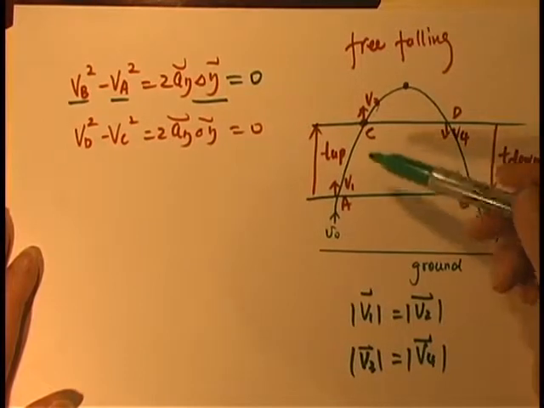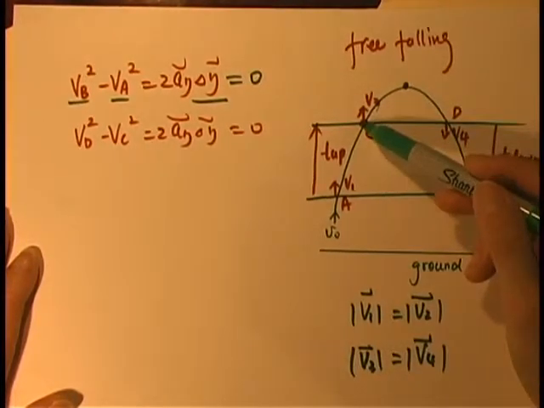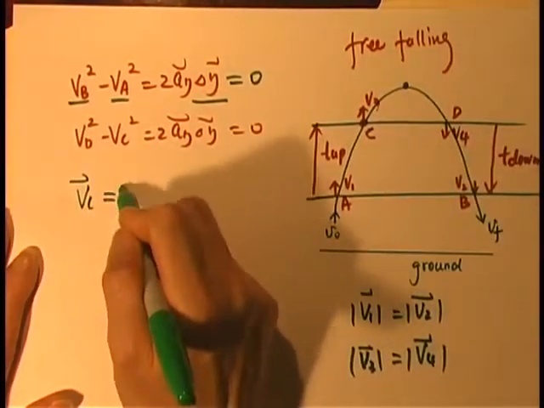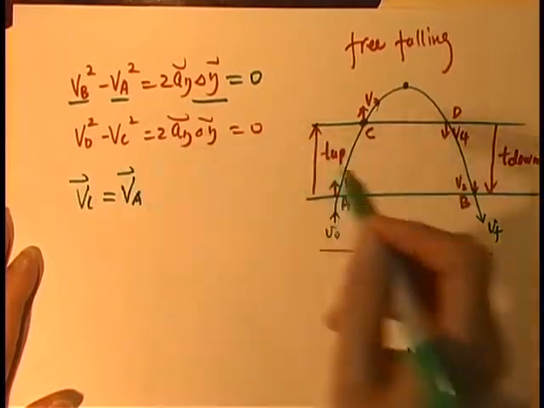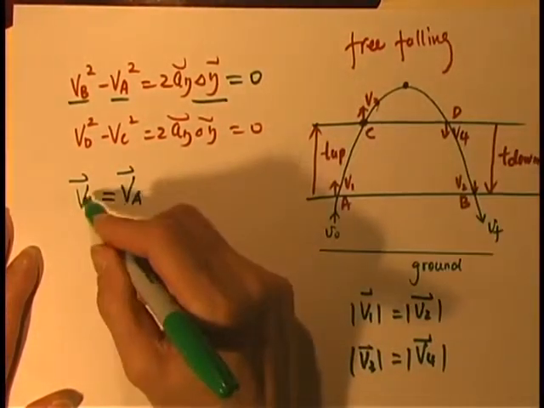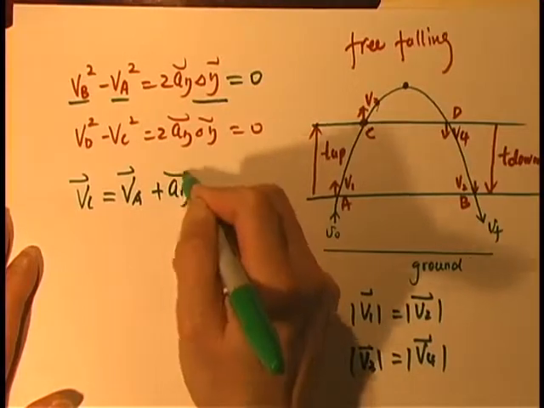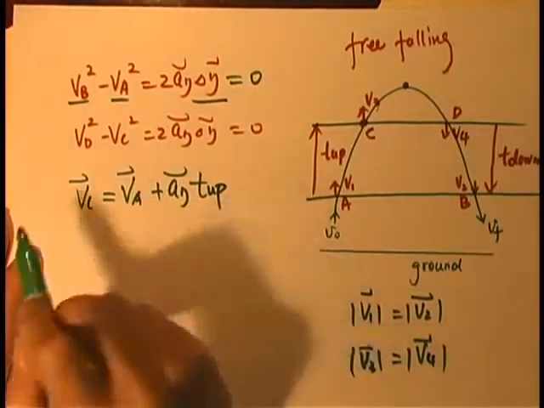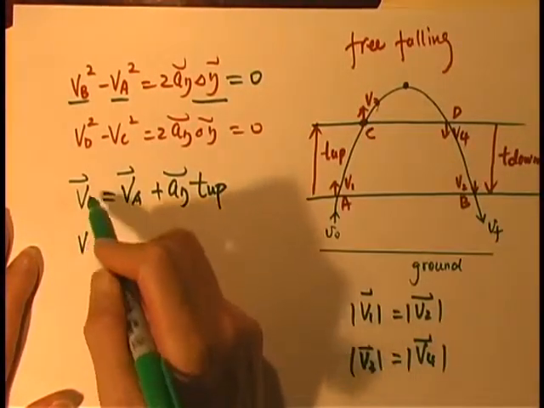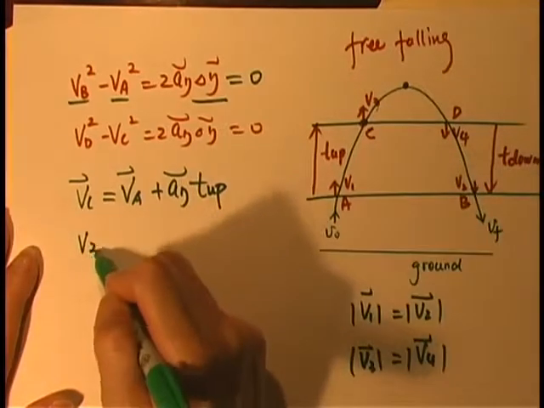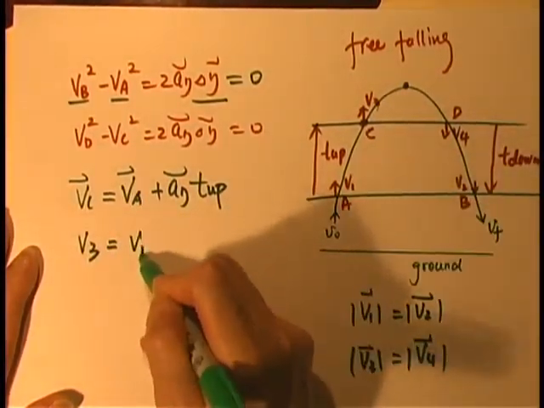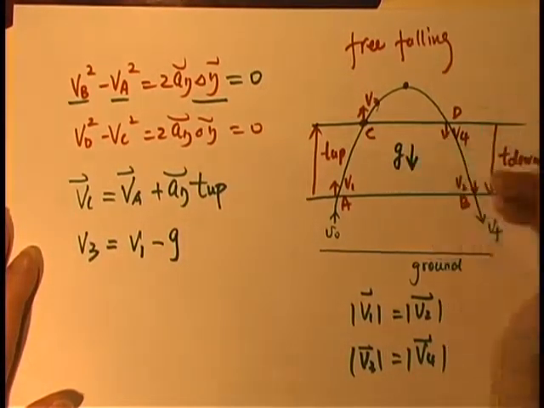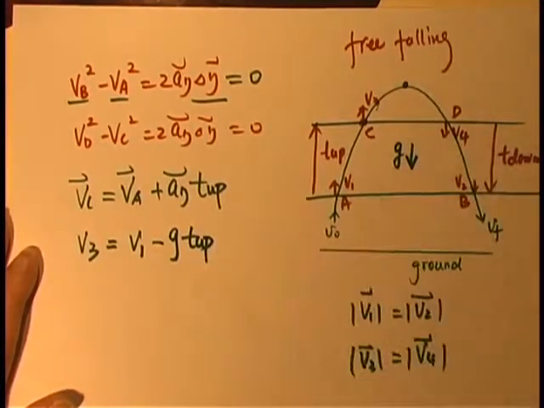How? Look, we're going to apply the equation. C is final, A is initial. So VC is final, equals VA initial. It's going up. So final equals initial plus AYT, T is up, right? If we say up is positive, then VC is up. So the positive VC is V3. VA is V1, also positive. This A is negative G because it is always downward. T is T up. So we get the first equation, right?